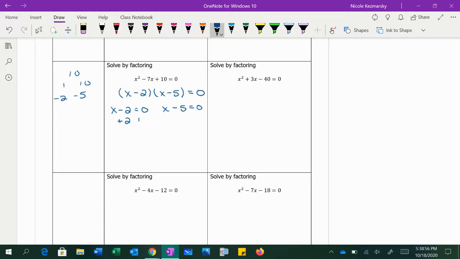For the one on the left, I'm going to add 2 and get x equals 2. And for the one on the right, I'm going to add 5 and get x equals 5.